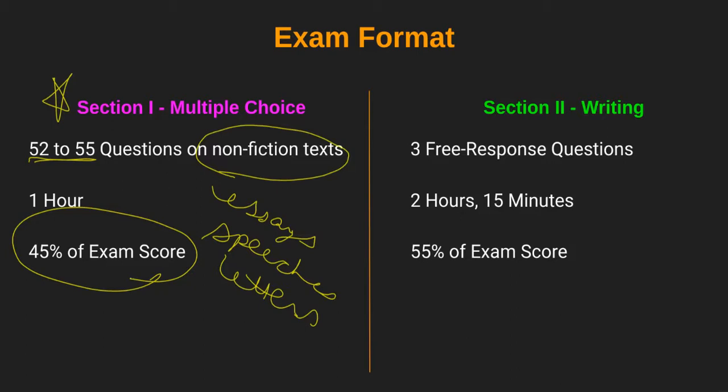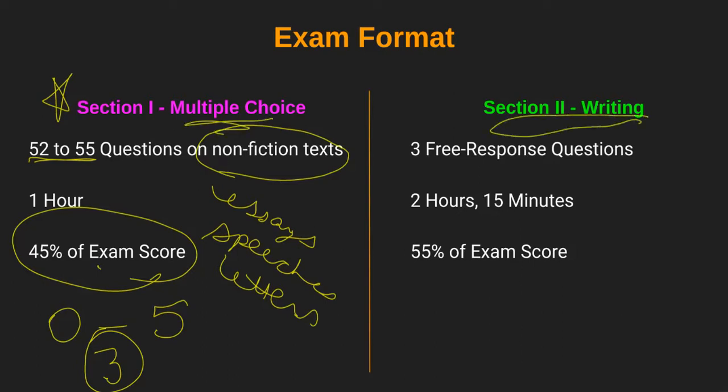When you get your score report from the College Board, you will have a score ranging from 0 to 5. Most colleges consider a 3 to be worthy of college credit, right? So you'll get what is called your composite score, which consists of this multiple choice section and the second section, which is the writing section or the free response section.